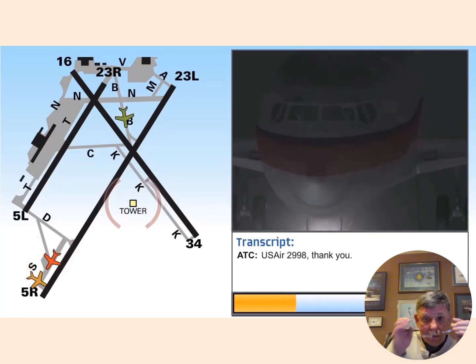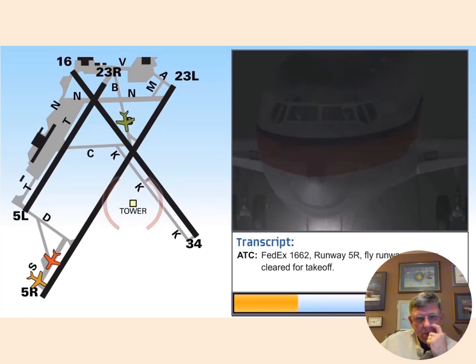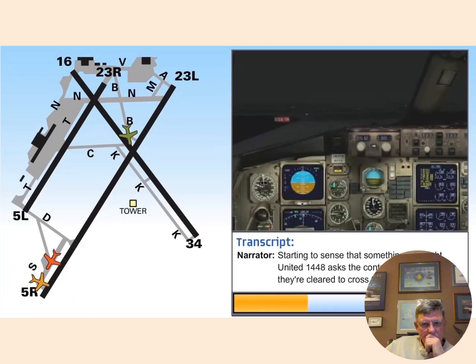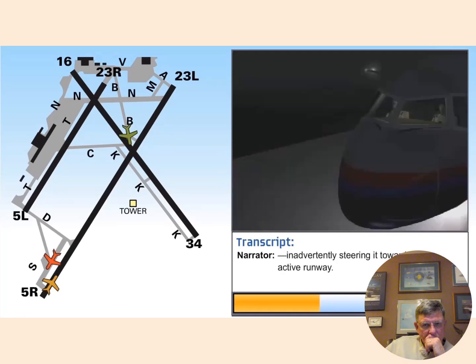FedEx 1662, runway 5 right, fly runway heading, cleared for takeoff. Runway heading, cleared for takeoff, 5 right, 1662. Starting to sense that something isn't right, United 1448 asks the controller to verify that they're cleared to cross the runway intersection ahead of them. Assuming that the aircraft is where it's supposed to be, the controller says yes, inadvertently steering it toward an active runway. And 1448 is on November by the runway here.